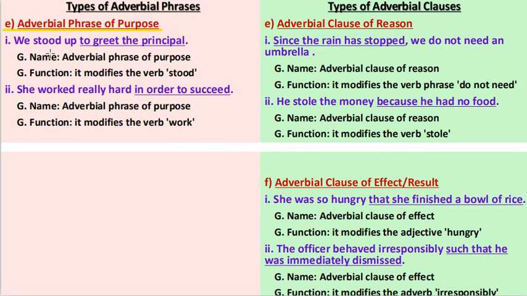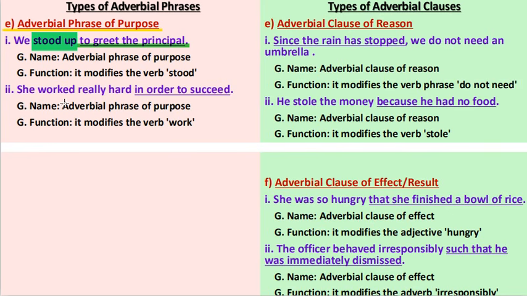The first example under this type of adverbial phrase is this one. We stood up to greet the principal. To greet the principal is an adverbial phrase of purpose. This is a phrase because although it contains a verb, it is a non-finite verb. To greet is a non-finite verb, so it still falls under the category of a phrase. It's an adverbial phrase of purpose because it tells us the reason we stood up, and it modifies the verb stood.